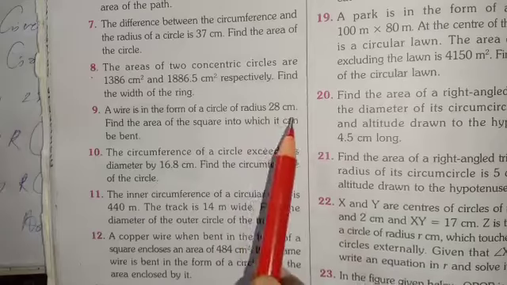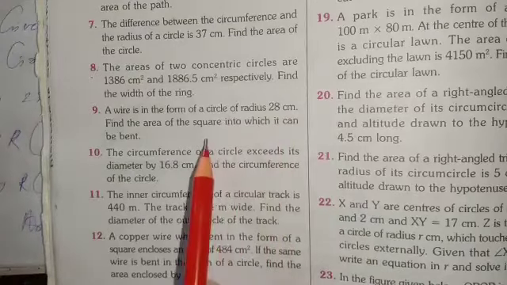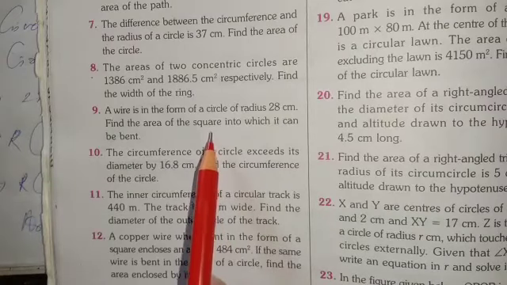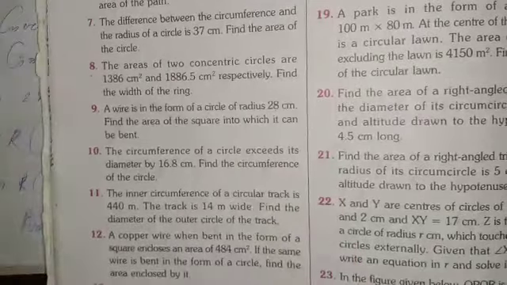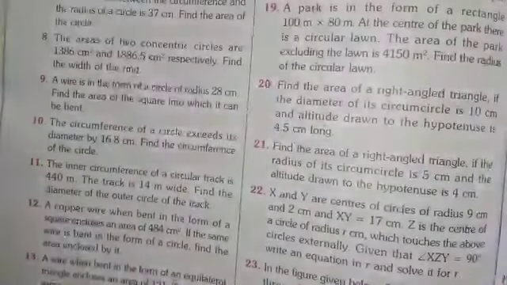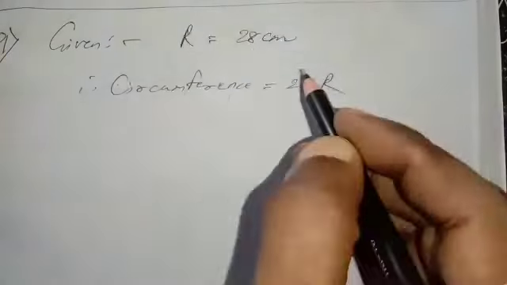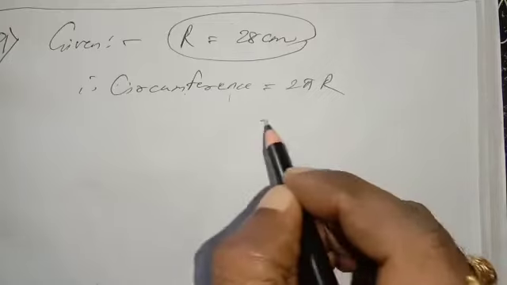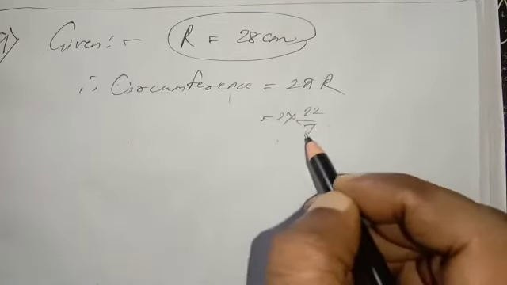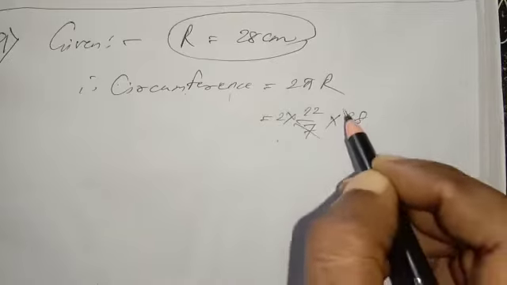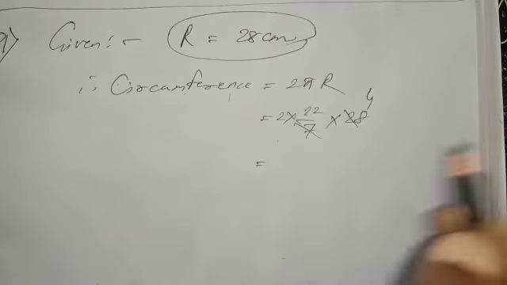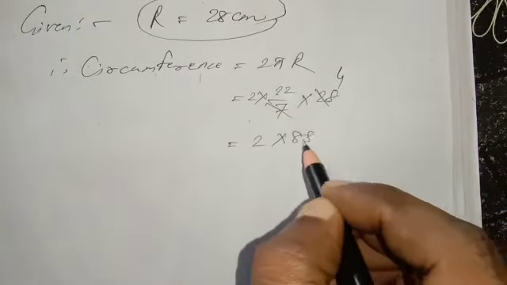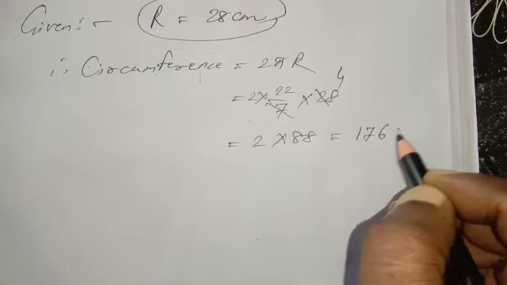First find the circumference, then equate it with the perimeter of the square. From there you have to find the area. Just see how to solve question number 9. According to the question, radius of the circle is given as 28 centimeters. Therefore, circumference of circle formula 2 pi r: 2 into 22 by 7 into radius 28. 7 fours are 28. This is coming 2 into 22 into 4, which is 88, that is 176 centimeters.